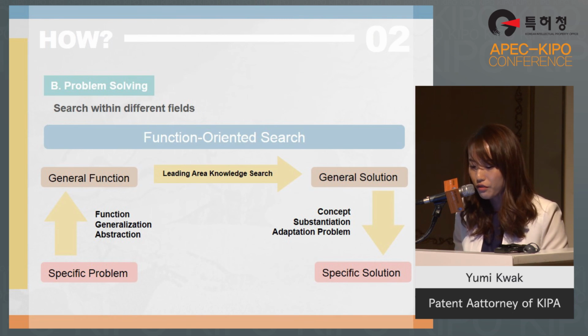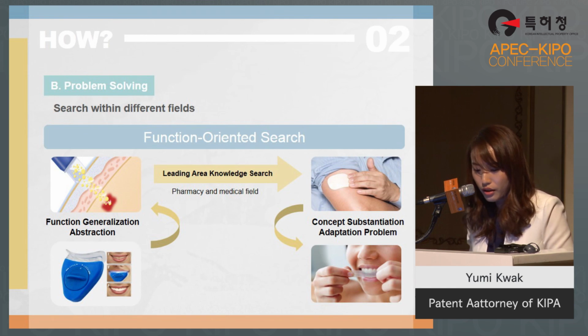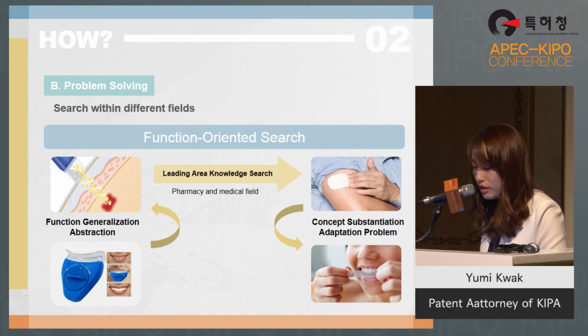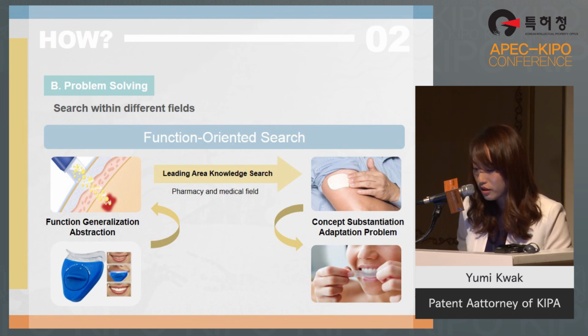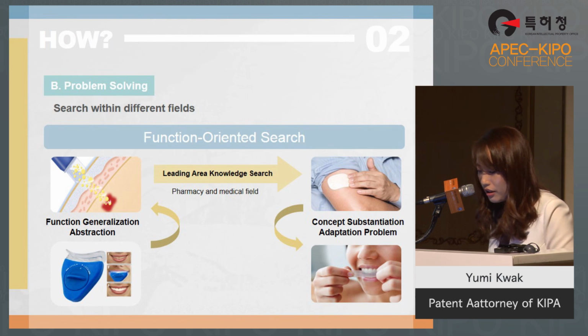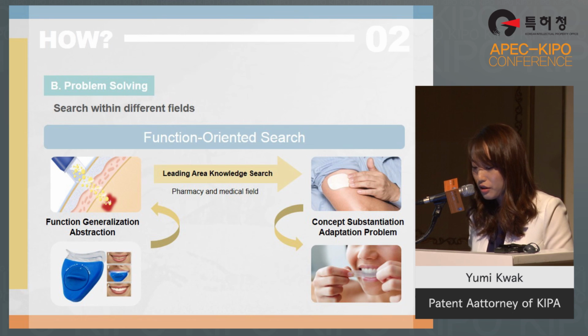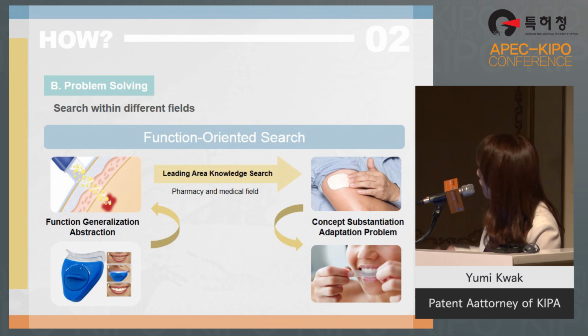A principal function of a teeth whitening tray is to inject whitening ingredients into the tooth. If we modify the generalized word, we can change it into controlled release of substance. Afterwards, identify the leading area that controls the release of the substance, and it is most commonly used by pharmacies and the medical field. People searched for the method for performing the said function in the simplest and most economical ways within the pharmacy field and found nicotine patches.